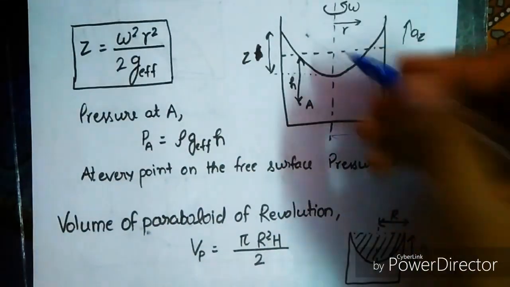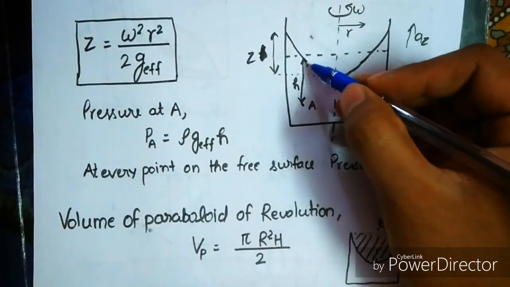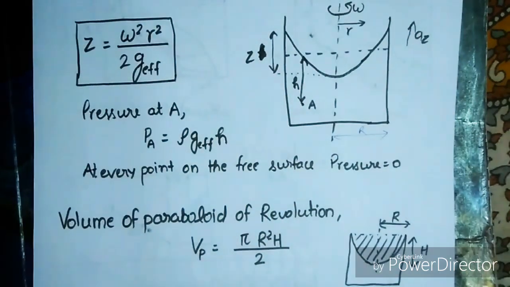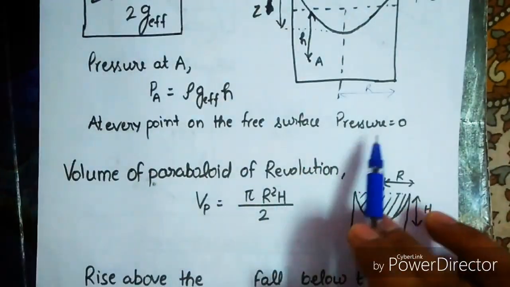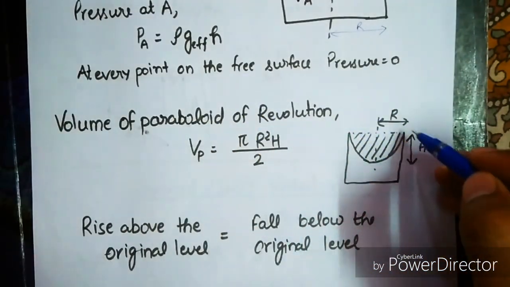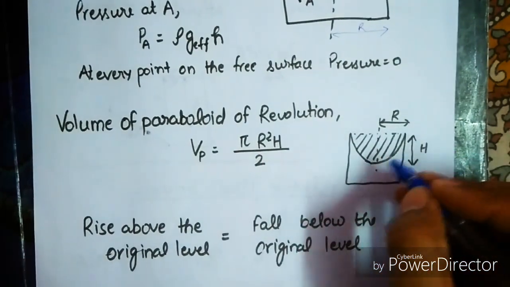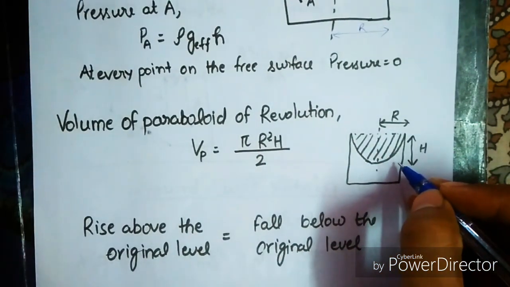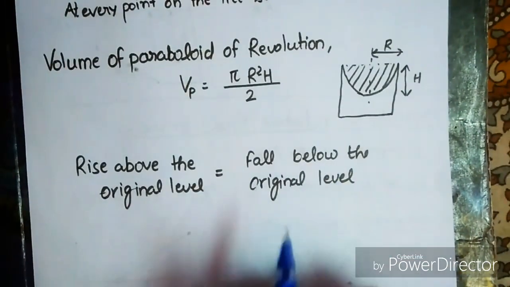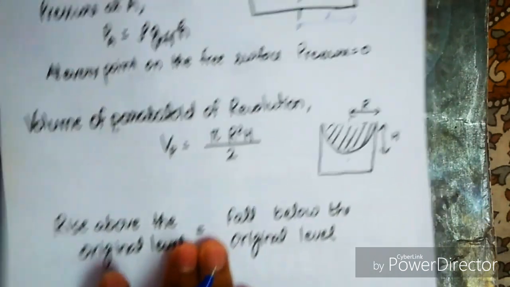Okay, now the pressure at A equals rho g effective into h, and the h height will be taken from the actual surface of the liquid. Okay, now at every point on the free surface the pressure is 0. Now the volume of the paraboloid of rotation, this is the paraboloid here, and this volume is pi r square h upon 2. If we have a cylinder, we have the volume as pi r square h. Now this is half of that. Now rise above the original level equals fall below the original level. This is the basic concept we will use to find out the spillage of the water.